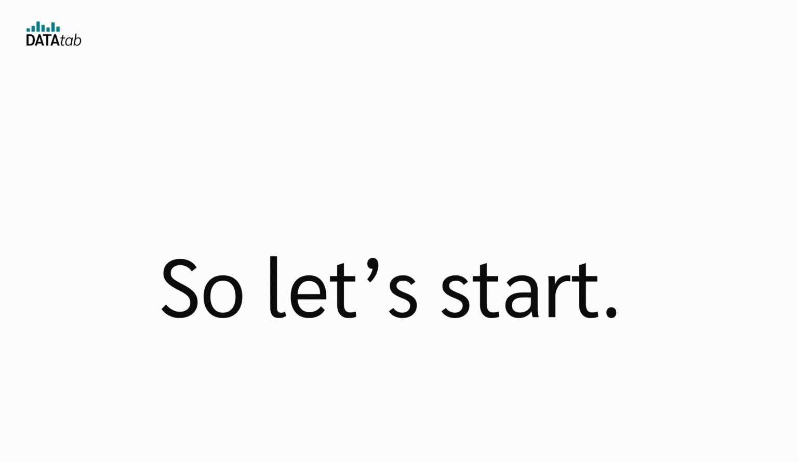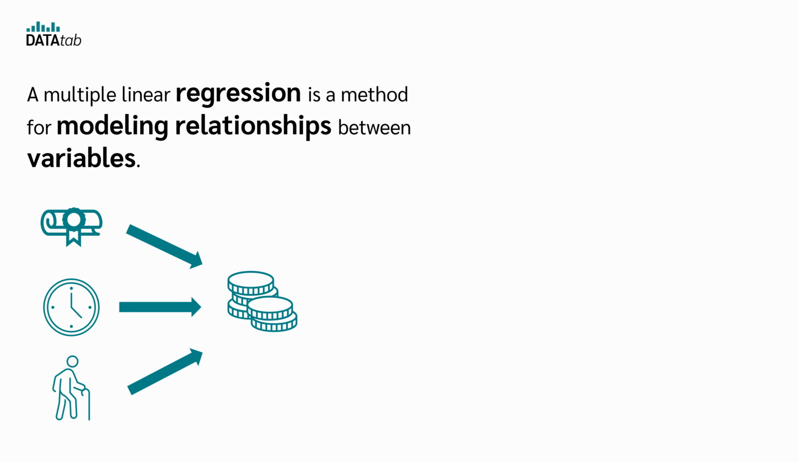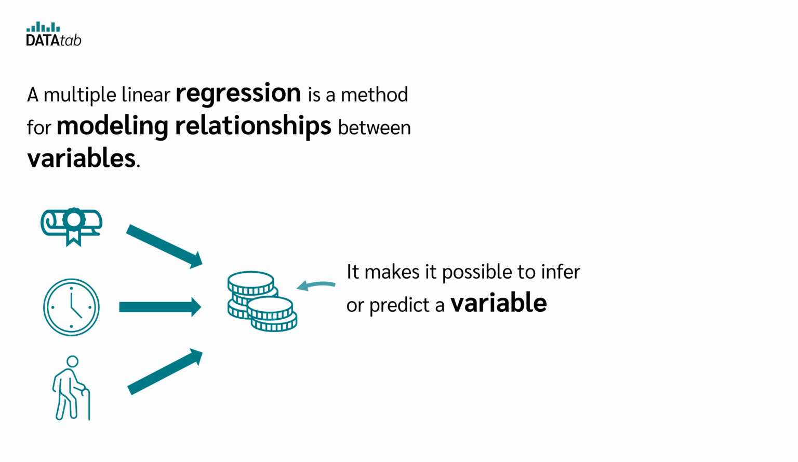So let's start. What is a multiple linear regression? A multiple linear regression is a method for modeling relationships between variables. It makes it possible to infer or predict a variable based on other variables.